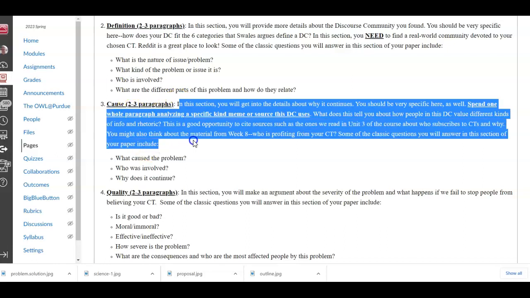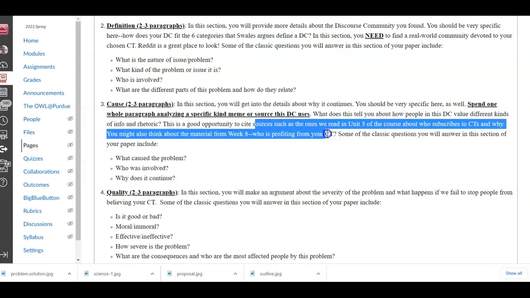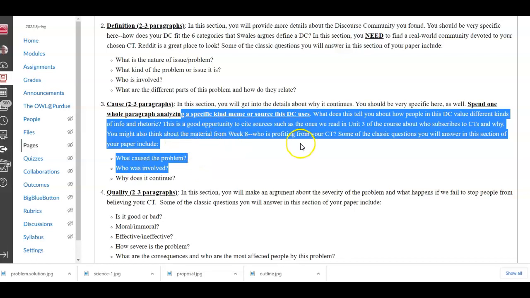So this is getting into the nuts and bolts of how your discourse community operates and, you know, what they believe and why. So again, why does it continue? Why do people still traffic in this? What value are they getting out of it? What kind of group bond or group identity are they forming? There's also a good idea: you could use sources from Unit 3 of the course. This would be a great place to use some of that stuff about the psychology of conspiracy theories, the profit motivation, like who's profiting, who's spreading this information, right? And so this is maybe the beating heart of the paper.